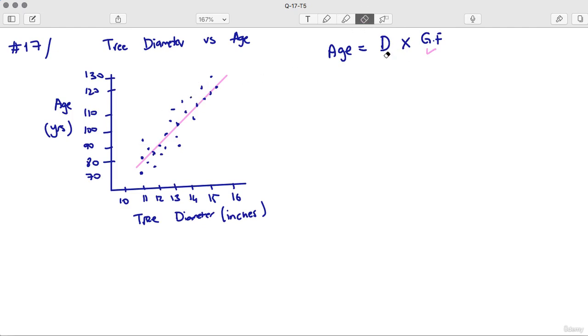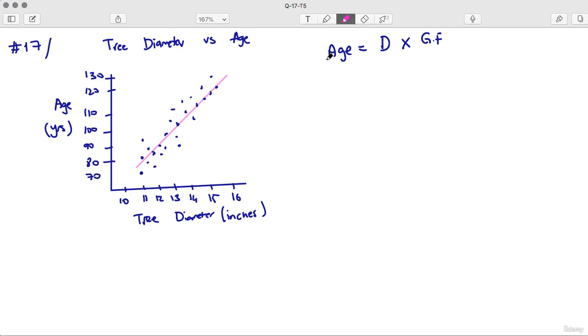So what do they ask us in this question? They say, we give you this scatter plot. Can you tell us which tree it is that we used in constructing the scatter plot? So which tree is this?